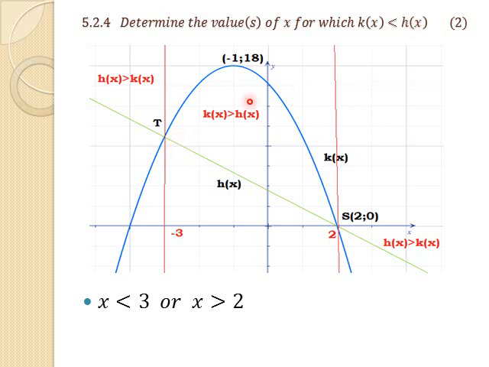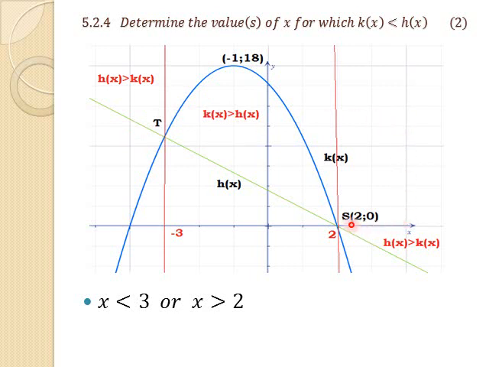Right? The two graphs, you see it's k and h. So we're looking at both graphs. The two graphs intersect at t and they intersect at s. So if I draw a vertical line by s and a vertical line by t, I've broken it up into three parts. So this part to the left of t, in the middle, and to the right of s.